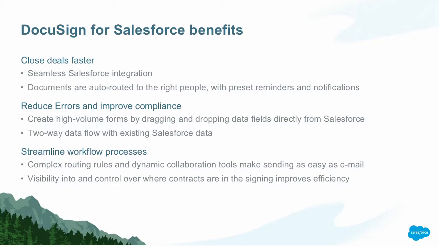And of course, streamlining workflow processes. We're able to control how the document moves from person to person. So you can set up complex routing. Let's say you have a sales manager who always needs to sign off on a document or a contract before it goes to the actual customer. You can set all of that up in Salesforce or DocuSign for Salesforce.